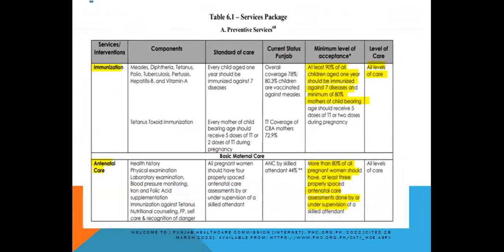Various service packages are given according to MSDS. For example, preventive services include the immunization package, with minimum level of acceptance, including EPI. At least 90% of children aged 1 year should be immunized against 7 diseases, and a minimum of 80% of mothers of childbearing age should receive TT injection during pregnancy at all levels. There is also antenatal physical examination and laboratory measures, and more than 80% of pregnant women should have at least three properly spaced antenatal care visits at all levels.